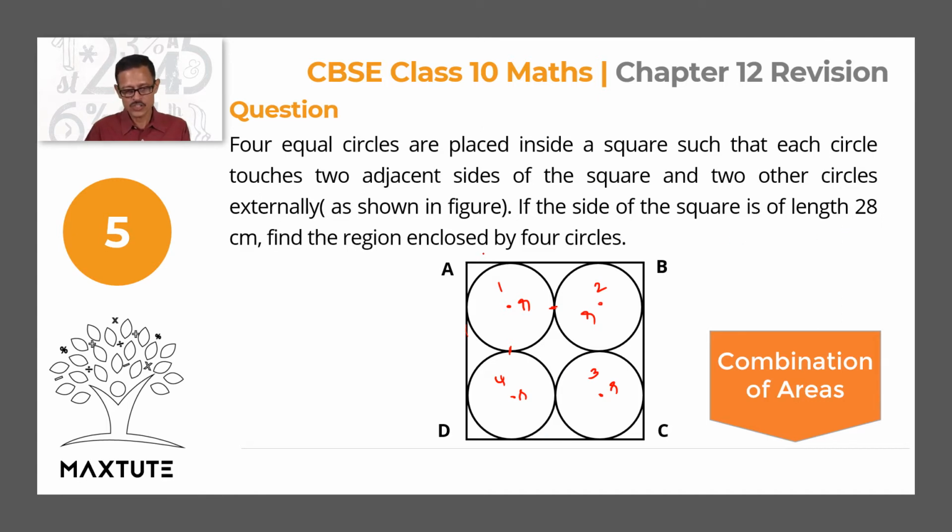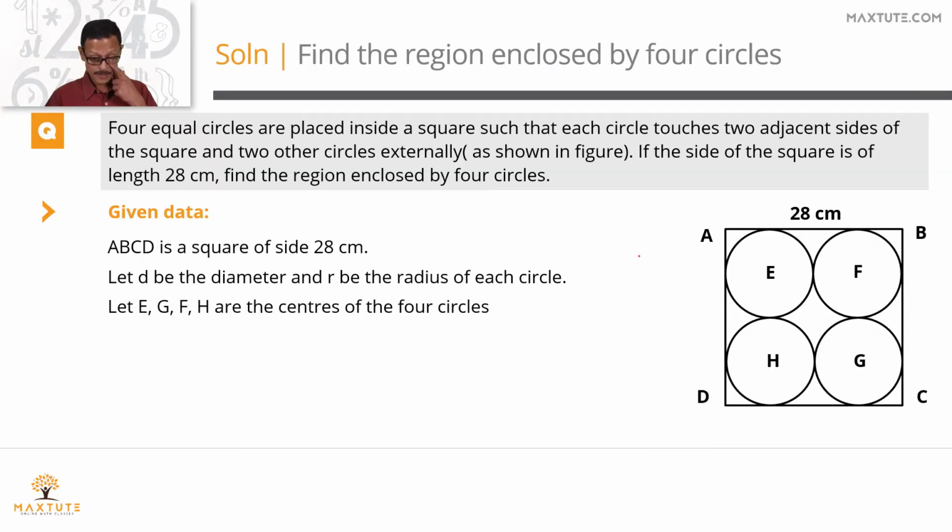The side of the square is 28 centimeters. This entire thing is equal to 28 centimeters. We need to find out the area enclosed by the 4 circles. Area enclosed by the 4 circles is this area. We need to compute this area. Quickly run through this diagram again here. This is 28 centimeters, side of the square. Let D be the diameter and r be the radius of each of these small circles. E, F, G and H are the centers of these 4 equal circles.